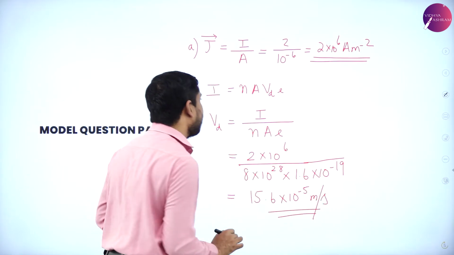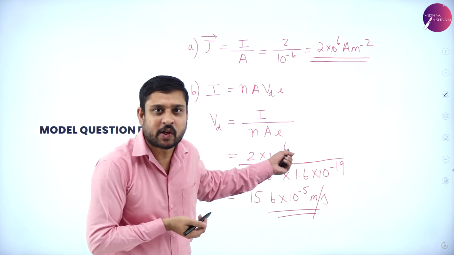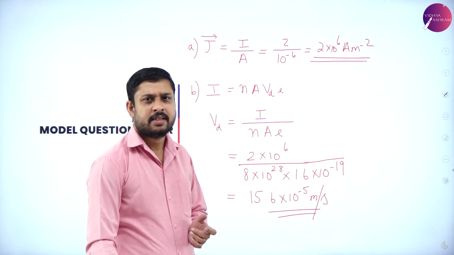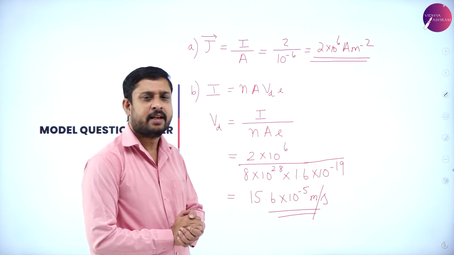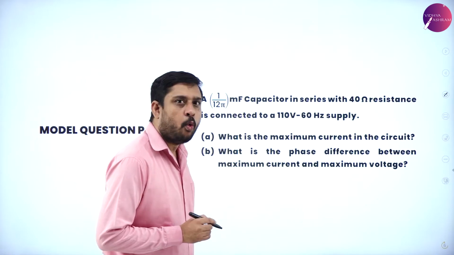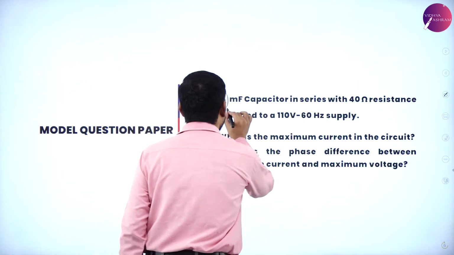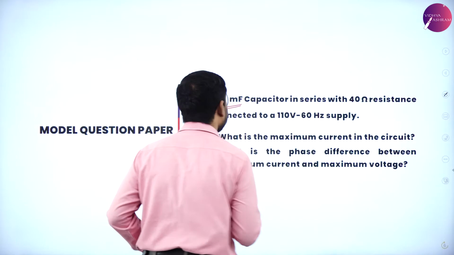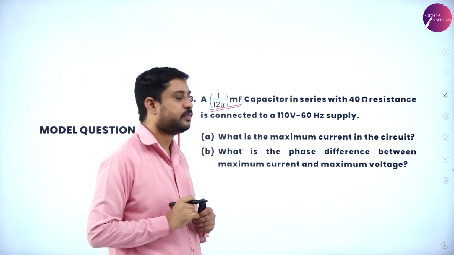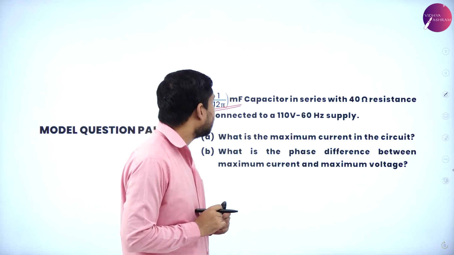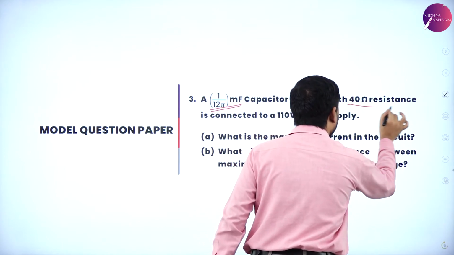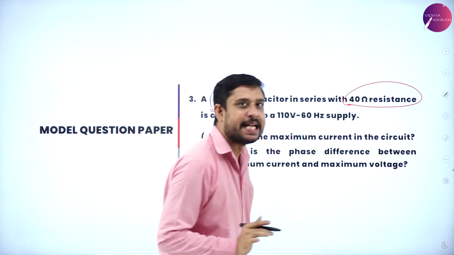So very clearly, I need not break my head to solve such problems. Simple relations, substitutions are very easy. Calculations you can see here. Next one. A 1 by 12 pi millifarad capacitor is connected in series with a 40 ohm resistance.